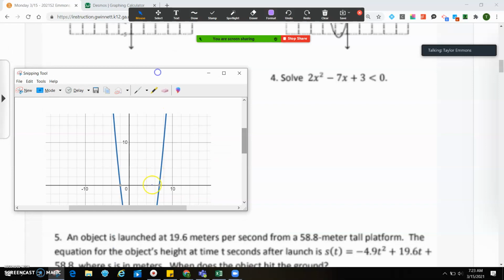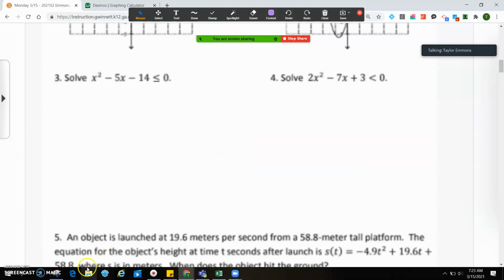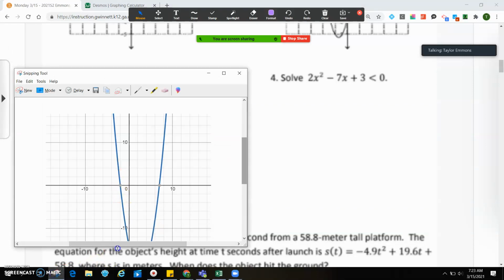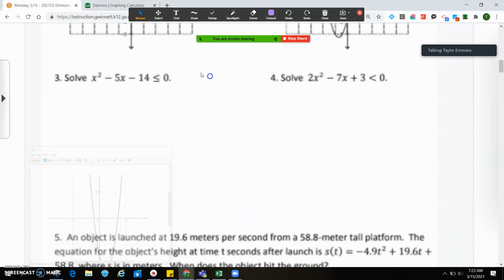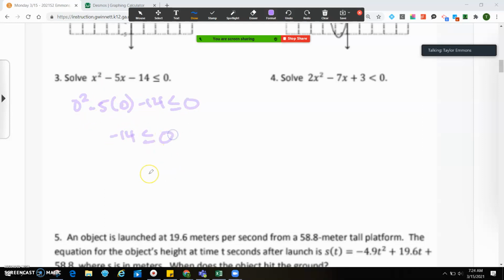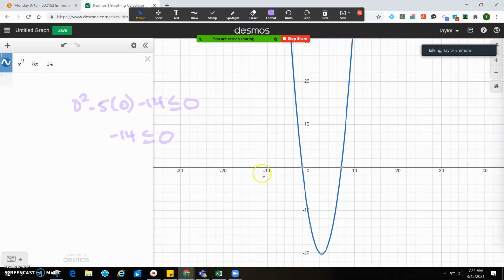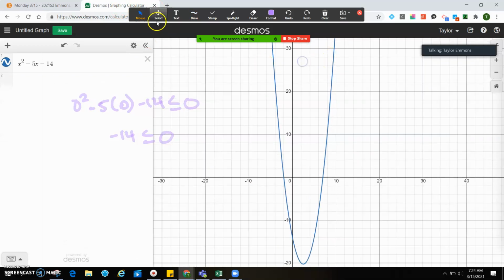Then I'm going to try to figure out, am I going to shade towards 0, 0 or away from 0, 0? So if I take the point 0, 0 and plug it in, 0 squared minus 5 times 0 minus 14 is less than or equal to 0. I simplify this, and is that a true statement? Yes. So that means I'm going to shade towards 0, 0. So I'm going to shade all the inside of this.